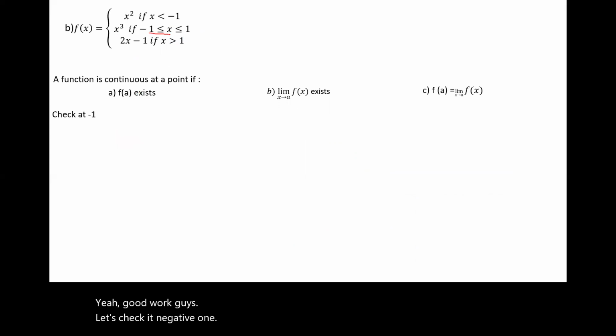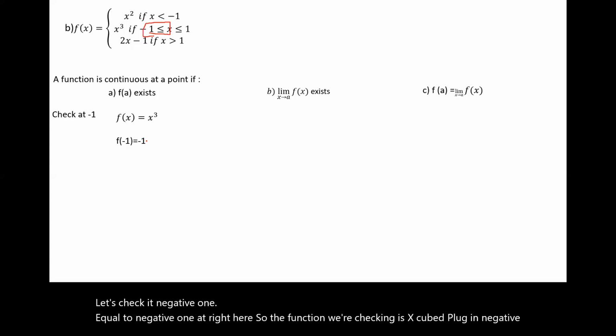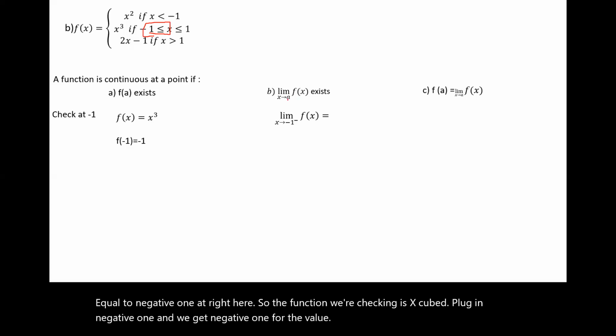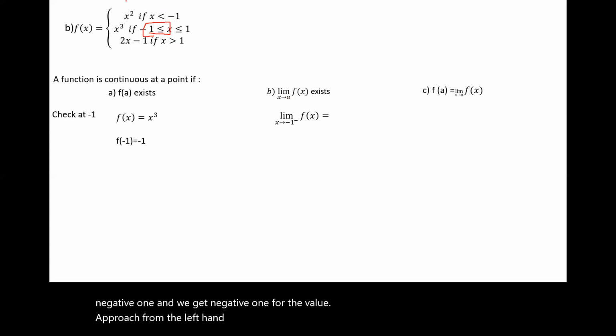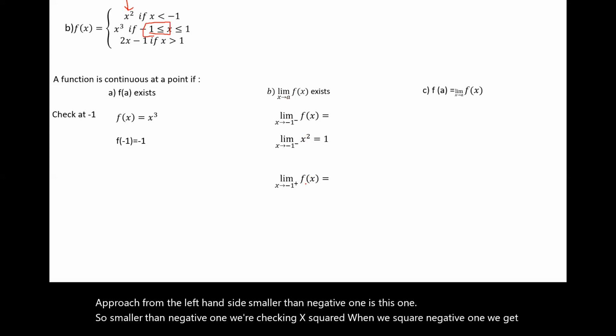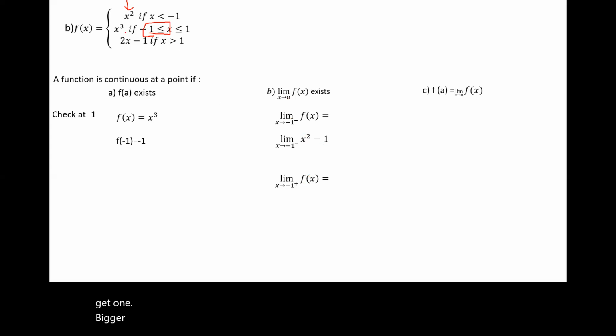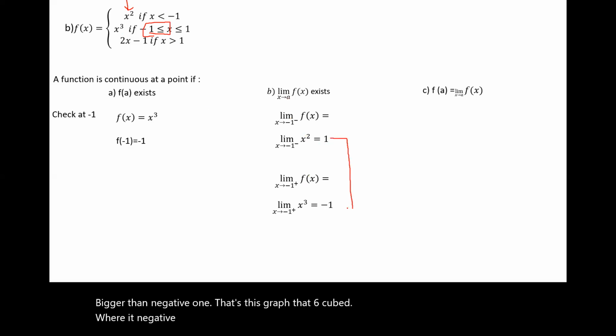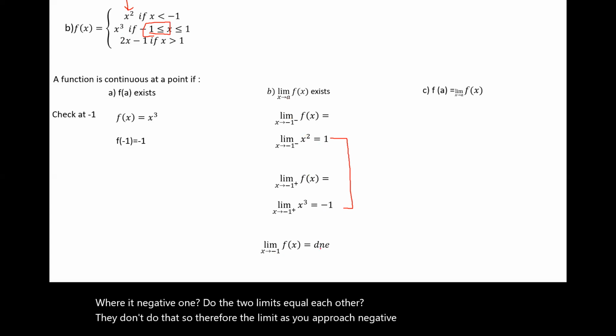Okay, let's check at -1. Equal to -1, that's right here. So the function we're checking is x cubed. Plug in -1 and we get -1 for the value. Approach from the left-hand side. Smaller than -1 is this one. So smaller than -1, we're checking x squared. When we square -1, we get 1. Bigger than -1, that's this graph, that's x cubed. We're at -1. Do the two limits equal each other? They don't, do they? So therefore, the limit as you approach -1 of this function does not exist.